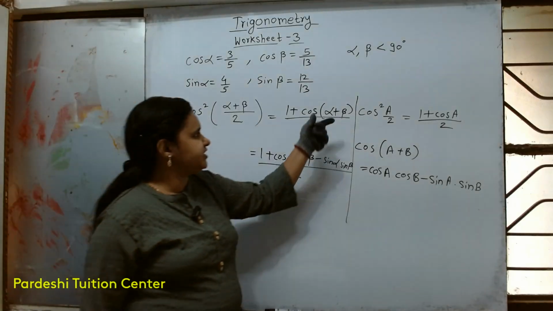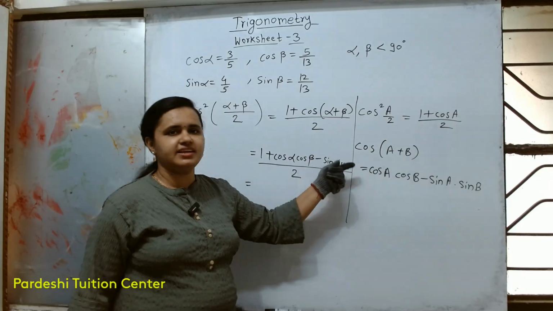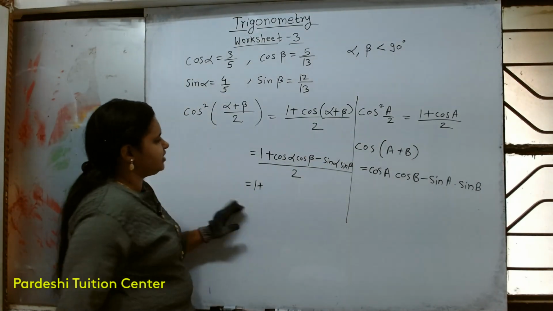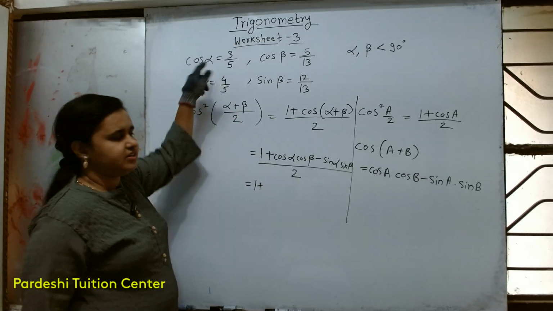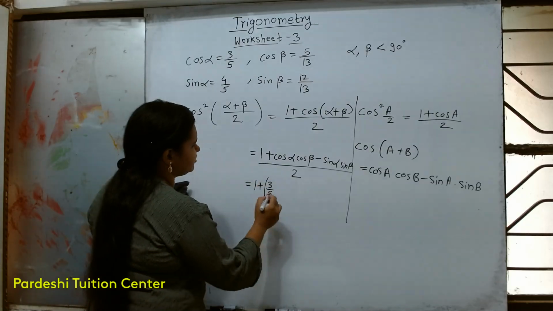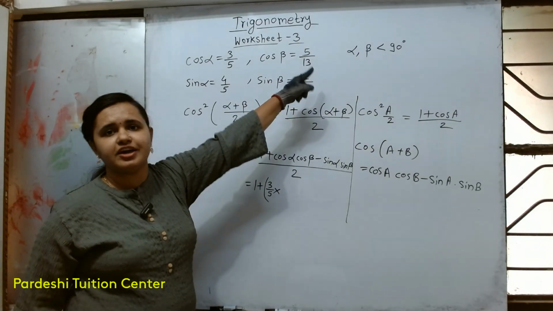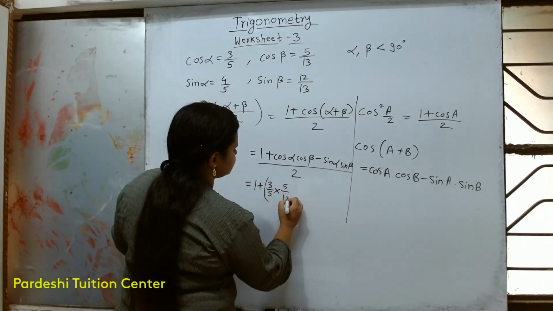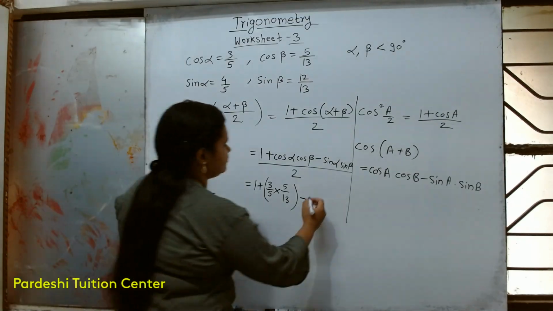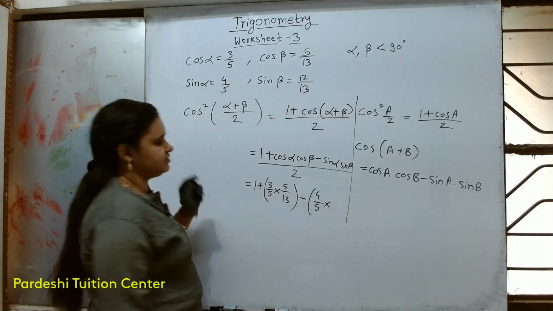We have written cos(alpha plus beta), that is cos(A plus B), in the form cos A cos B minus sin A sin B. Now we will put in the values. Cos alpha was already given, so we put 3 by 5. Now cos beta is multiplication, so we put it in brackets. Cos alpha is 3 by 5, cos beta was given as 5 by 13, minus sin alpha, which we have calculated as 4 by 5, and sin beta is 12 by 13.